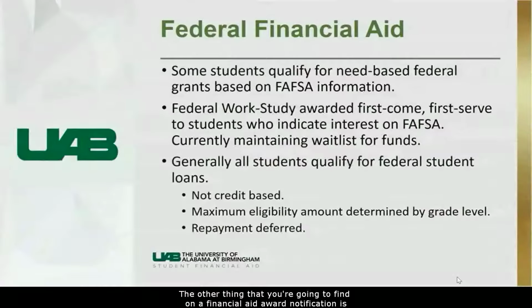The other thing that you're going to find on a financial aid award notification is that generally all students qualify for some type of federal student loans. Federal student loans are not credit-based. Repayment is deferred while the student's enrolled in school and for a 6-month period after they leave school. So there's no repayment right now. And also the eligibility that a student has is determined in part by their grade level.